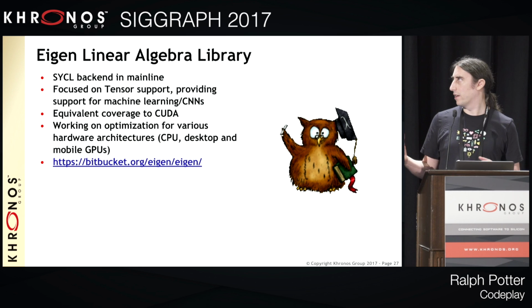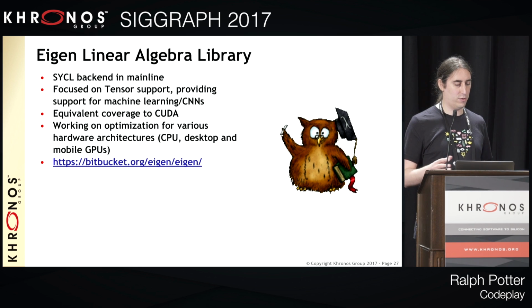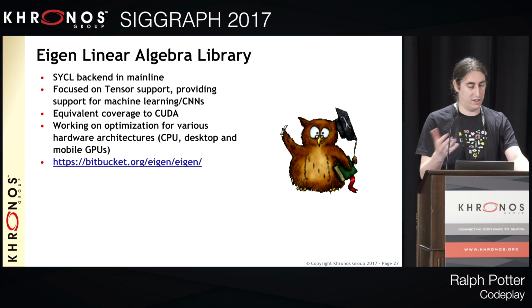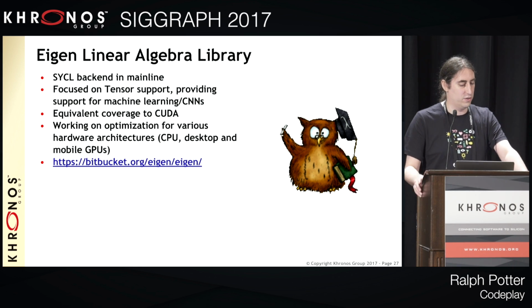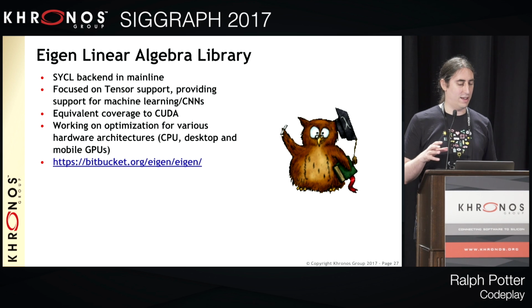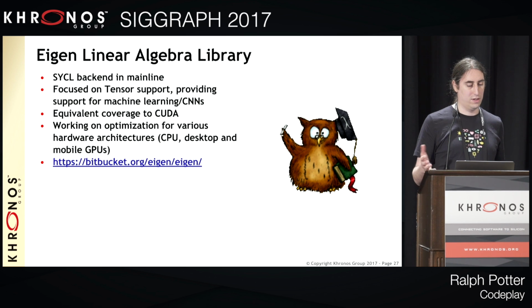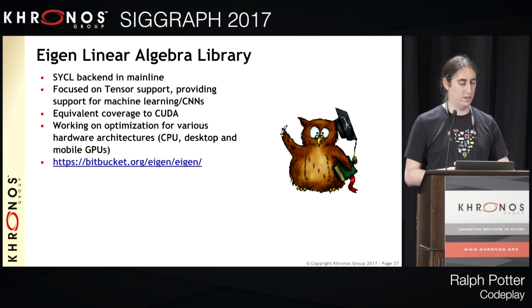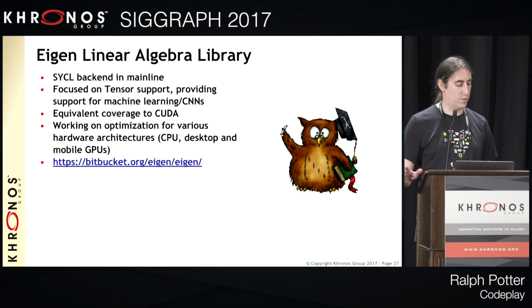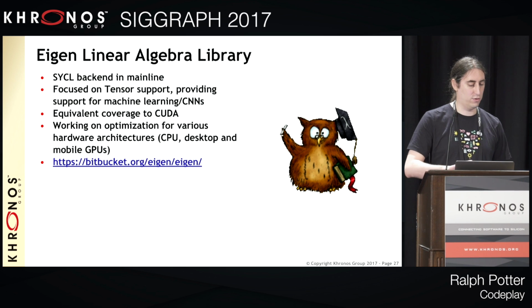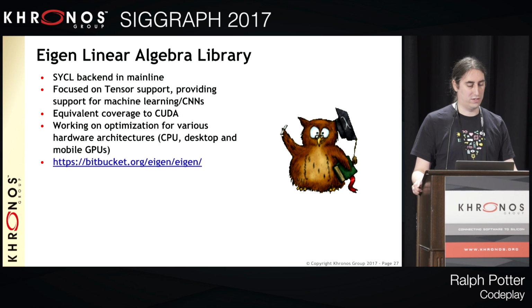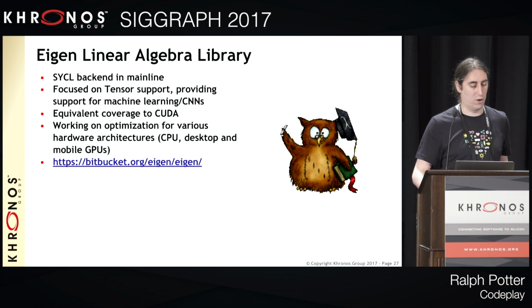Next up from that is our work on the Eigen linear algebra library. This is primarily focused on TensorFlow, on tensor support for machine learning and neural networks. So today we have equivalent coverage in the tensor module, at least, to CUDA, and we're currently working on optimization for various hardware architectures, be it OpenCL CPU or desktop and mobile GPUs. The code for that is already mainline in the Eigen repositories, and we have engineers doing ongoing work to optimize that.